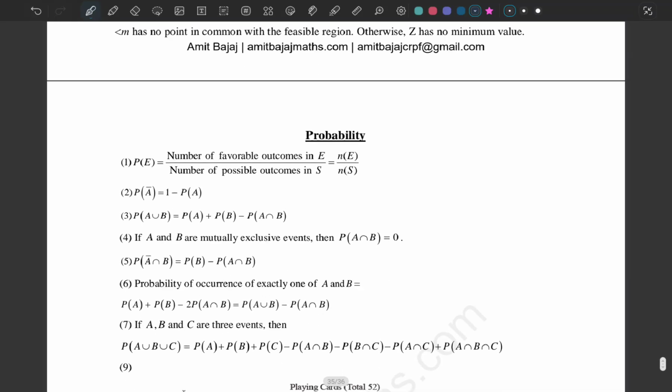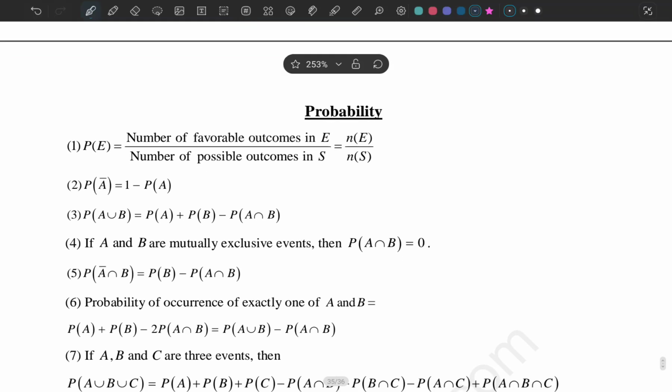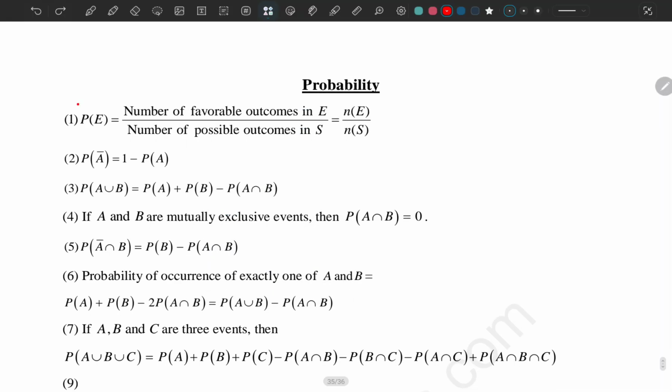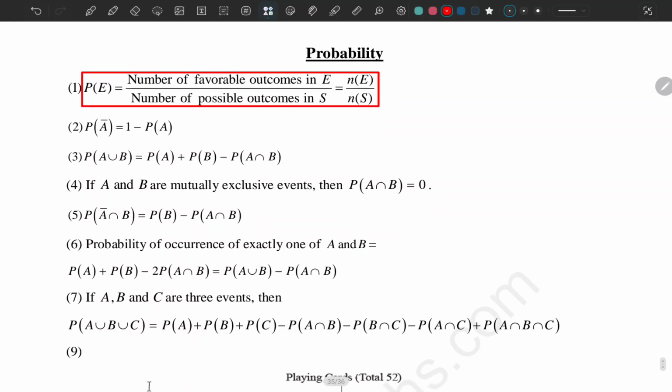Okay, and now heading towards our last chapter, finally, in just 1 hour and 13 minutes, we are on our last chapter, and that is probability. So P of A is the number of favorable outcomes over the number of possible outcomes, right? The most basic formula of probability.